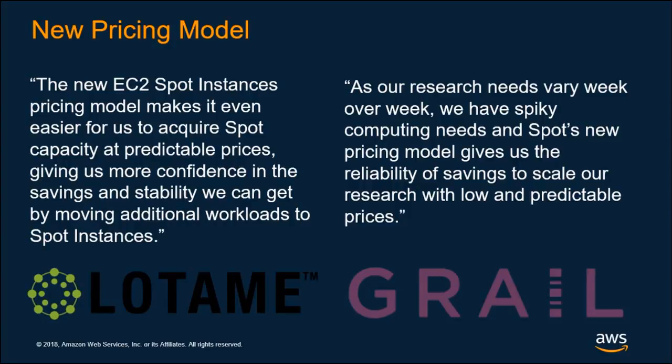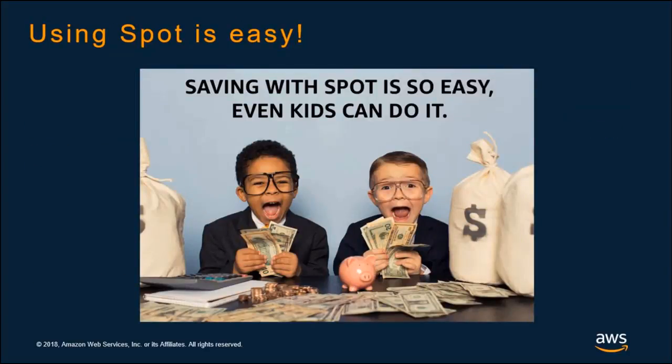Grail, a company that is really doing something fantastic. Their mission is to identify cancer early enough that it can be cured. So they have huge requirements for bursty compute workloads as they continue to research and make advancements in that field. And so again, for them, the new Spot pricing model gives them confidence that they can launch capacity and get low predictable prices.